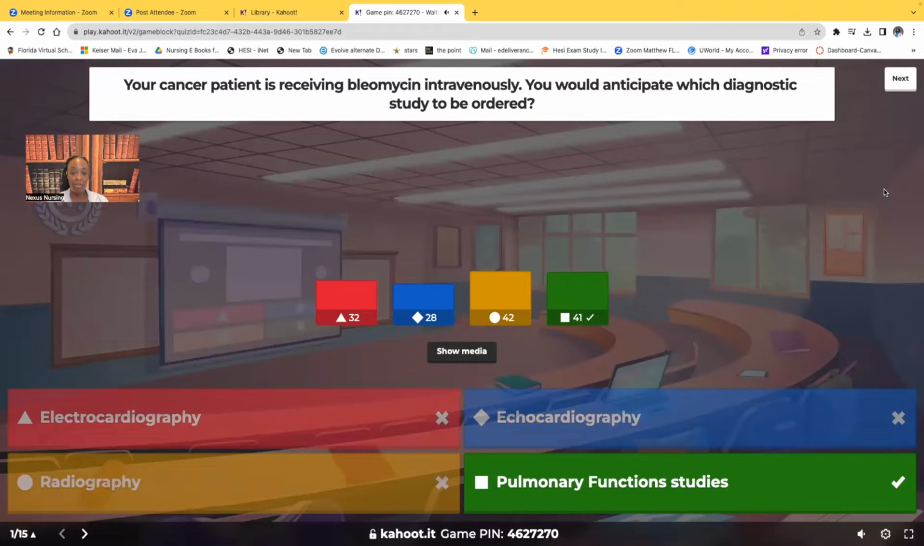Okay, very good. Pulmonary function study. So guys, this is an antineoplastic agent. You need to know this medication, and it can cause cystic fibrosis. It can cause lots of respiratory issues. So you have to be checking the lung sounds. You're going to be watching out for adventitious lung sounds, for rales, crackles, bronchi, wheezing, any adventitious lung sounds that you hear.